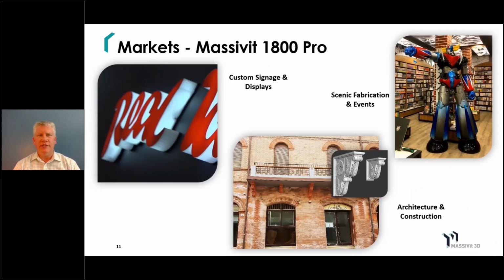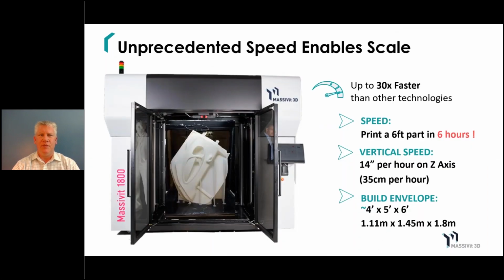One example of end-use parts is custom signage and displays. Signs that are installed on the walls, interior and exterior in the environment, can be printed on the Massivit 1800 Pro unit. Those parts can then be illuminated or used in any way to try to transmit that information. In that same vein, we can do scenic fabrication, make event pieces, branding items, even architectural restoration pieces can be done, printed on the GDP technology that Massivit provides.